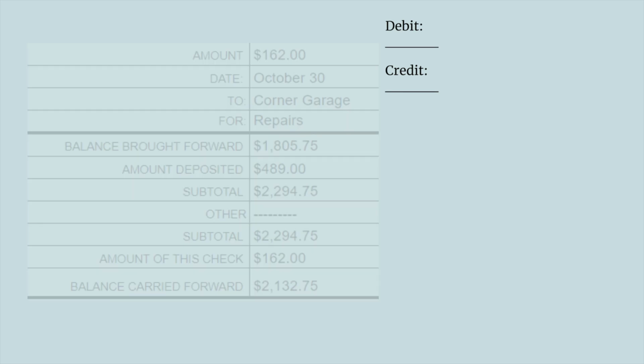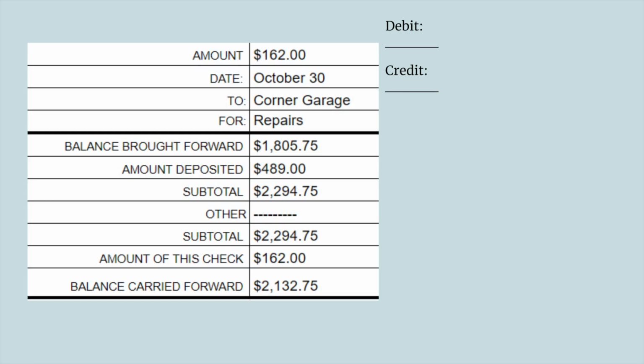Okay, so our next source document is going to be a check stub. This was the part of the check that stays behind. This is actually from a previous problem that we had, but I wanted to bring it back because it can be a little tricky with all of the numbers that are being shown here. But really, we're just looking for the amount of the check that we paid for.